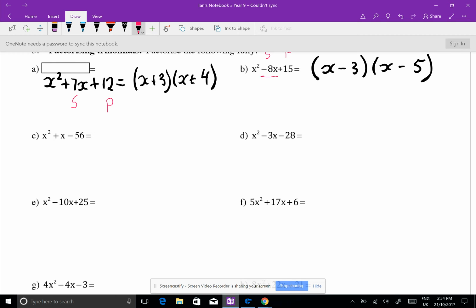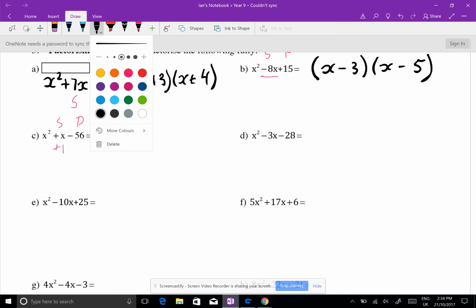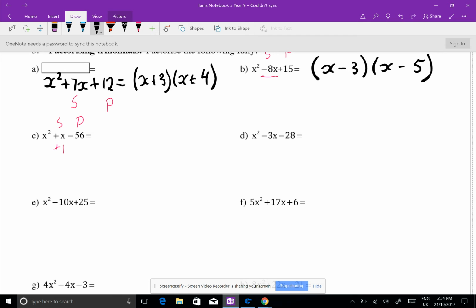So here we go. A product of minus 56 and a sum of plus 1. All right. So minus 7 and 8. Now, x plus 8, x minus 7. Because the sum had to be plus 1, and minus 7 times 8 is negative 56, and plus 8 minus 7 is 1.